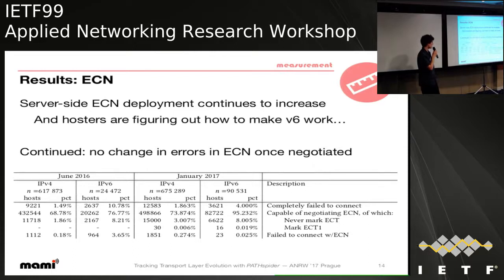We run these measurements against the Alexa top million or a derivative thereof, and our assumption is that there's just a lot of crap in the tail of that list. Okay, we should focus a bit on IPv6. For IPv6, we see quite a significant change: in June 2016 we had 11% failures, and in January 2017 it was only 4, so almost 3.5 times fewer.